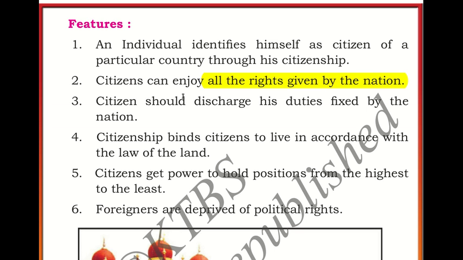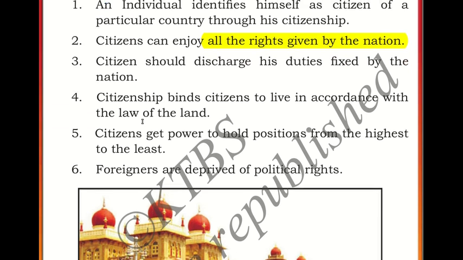Furthermore, given that you're a member of that library, you're also obligated to do certain things. For example, you need to be quiet in the library. You need to respect other members of the library. You need to make sure that the library card that they have given you is safeguarded. Similarly, a citizen should discharge his duties fixed by the nation. So a citizen is obligated to follow certain duties that are fixed by their nation.